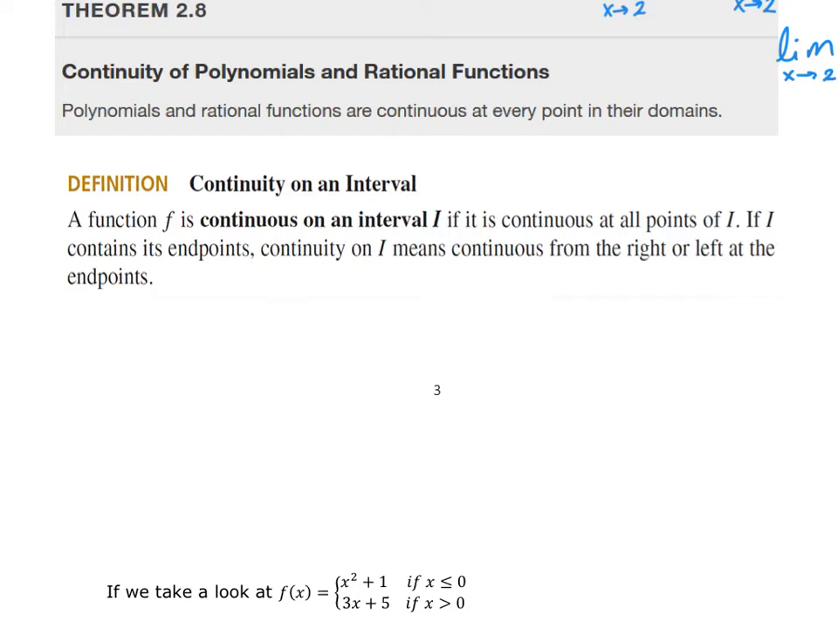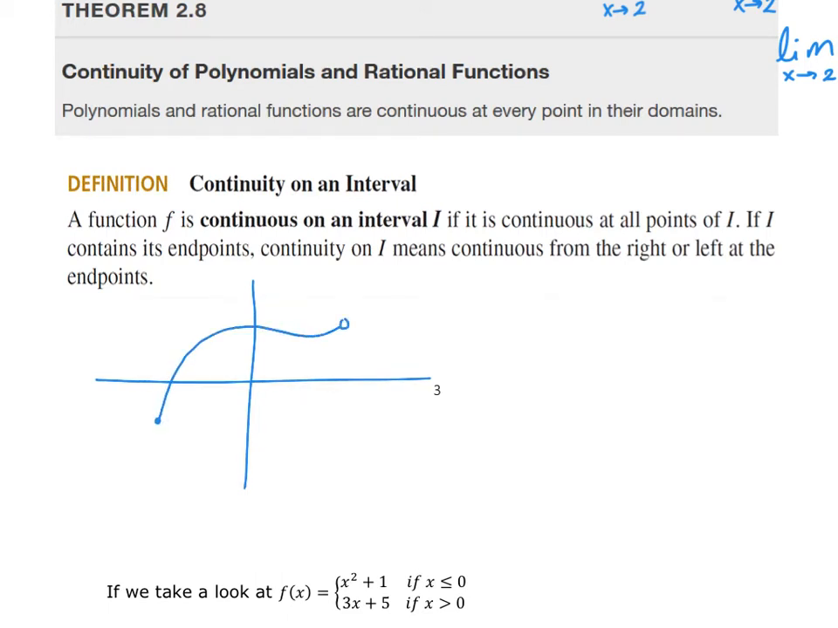The definition of continuity on an interval says that a function f is continuous on the interval I if it is continuous on all points within that interval I. If I contains its endpoints, continuity in I means that it's continuous from the left or the right at the endpoints. So what I mean by that is, let's take a look at this graph.